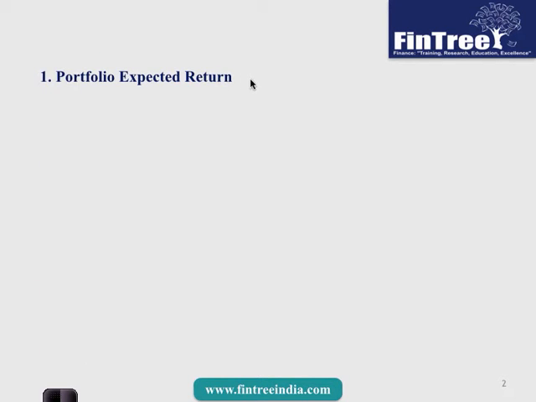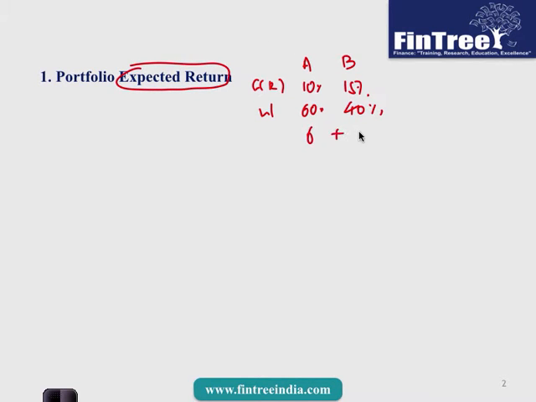So what we know is if you have two assets, both of them have expected returns, let's say 10% and 15%, and their weights are 60% and 40%, then the expected return of the portfolio is nothing but the weighted average, which in this case would be 6 plus 6, which would be 12%.